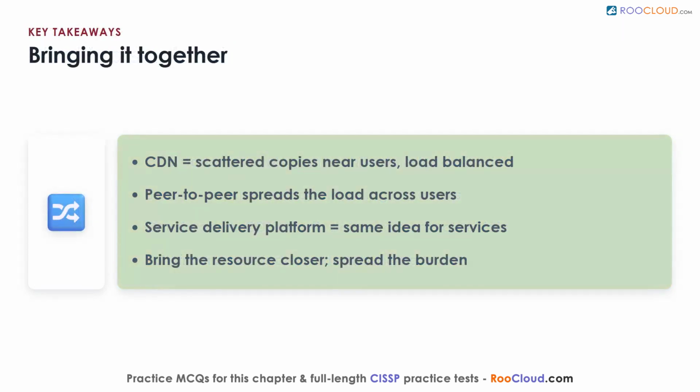So let's bring it together. A content distribution network scatters copies of content across many servers near users, balancing loads so delivery stays fast, reliable, and available. The same idea can run without a central fleet through a peer-to-peer model where users share the load themselves. And a service delivery platform applies the same efficient delivery thinking to services rather than media. Across all three, the theme is the same. Bring the resource closer to the user and spread the burden so no single server buckles under demand.